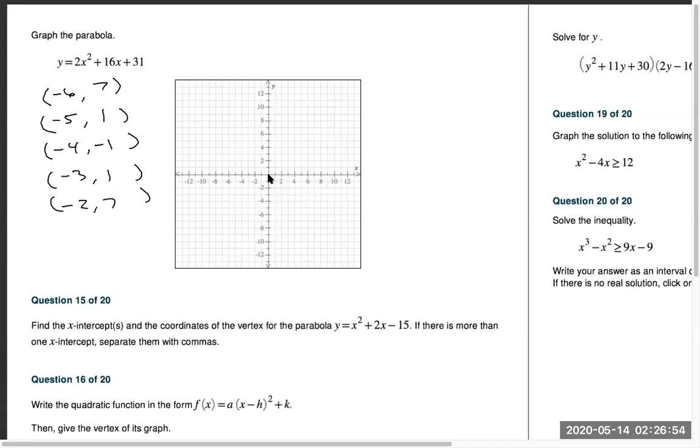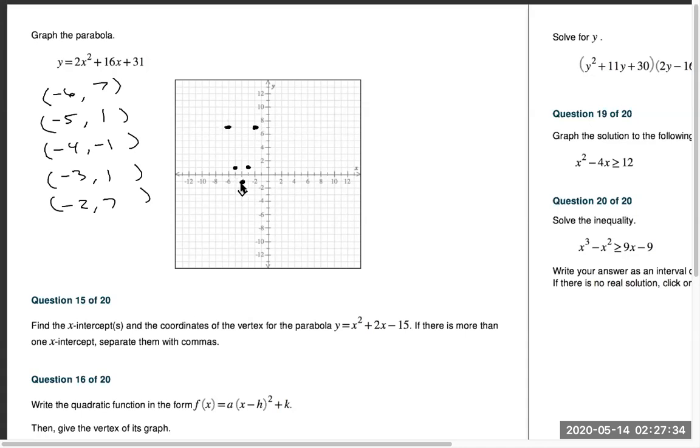So plot the vertex, (-4, -1). Plot your other points, (-5, 1), and (-6, 7). Let's see, -6, 1, 2, 3, 4, 5, 6, 7. There we go. All right, (-3, 1), and (-2, 7).